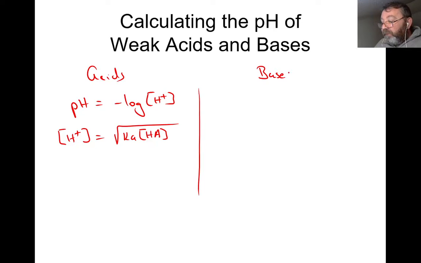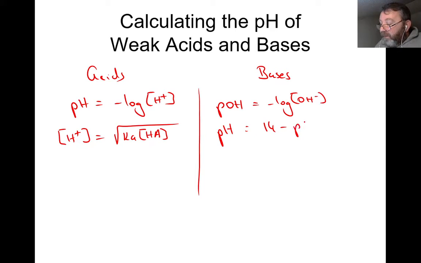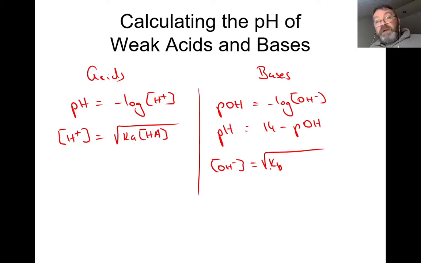For bases, there are three things. The pOH is minus the log of the OH minus ion concentration, but the pH, and that's the way we measure acids and bases, is equal to 14 minus the pOH. And finally, if we do not know the OH minus ion concentration, well then, taking this over here, it's exactly the same except it's Kb, and that's the dissociation constant for the base multiplied by the original concentration of the base, and that will give you the OH minus ion concentration.